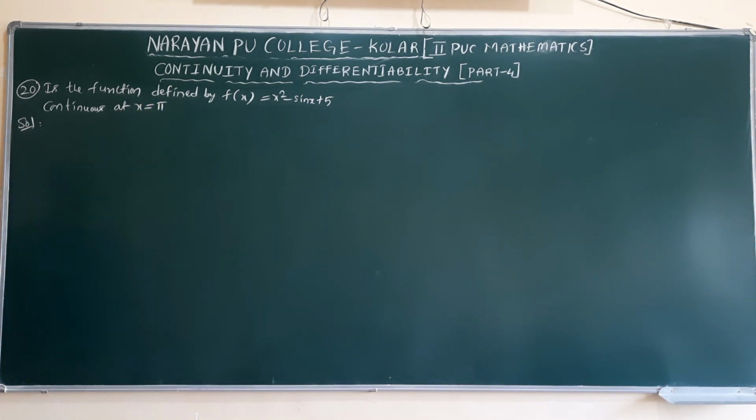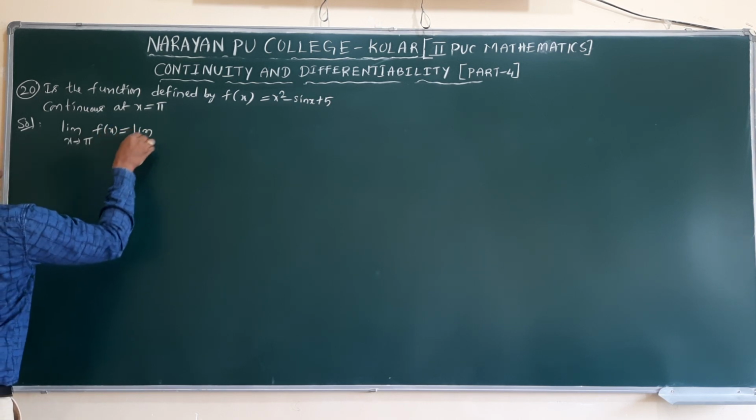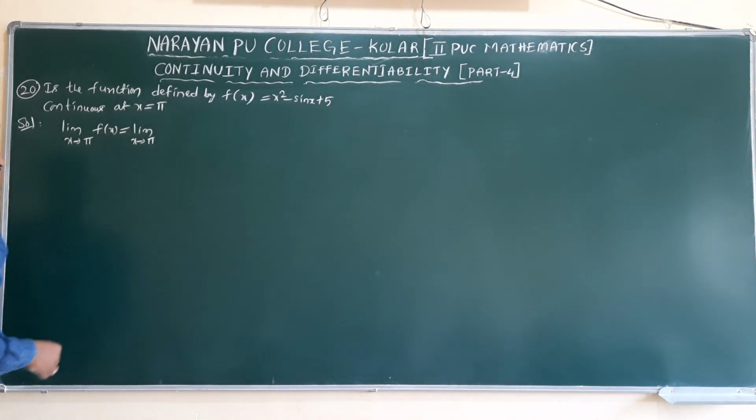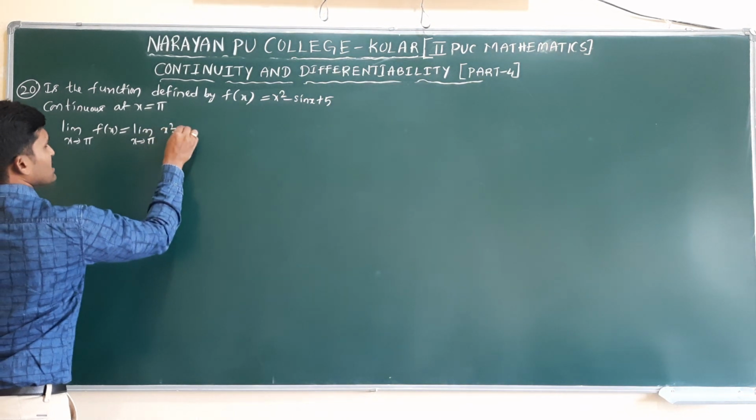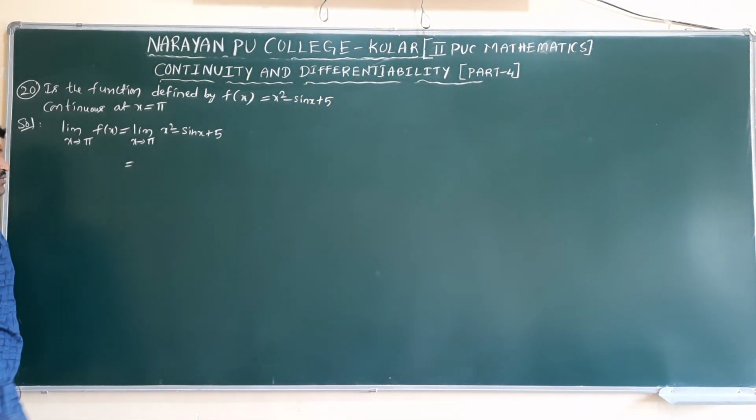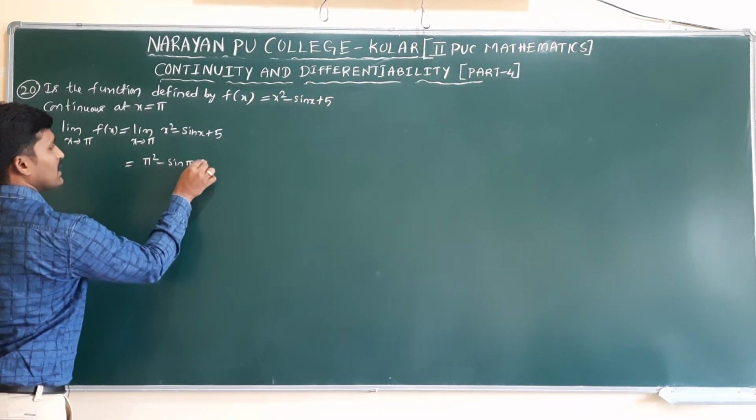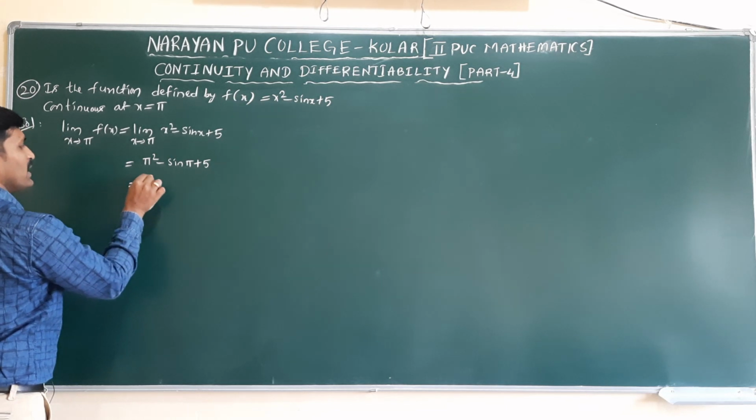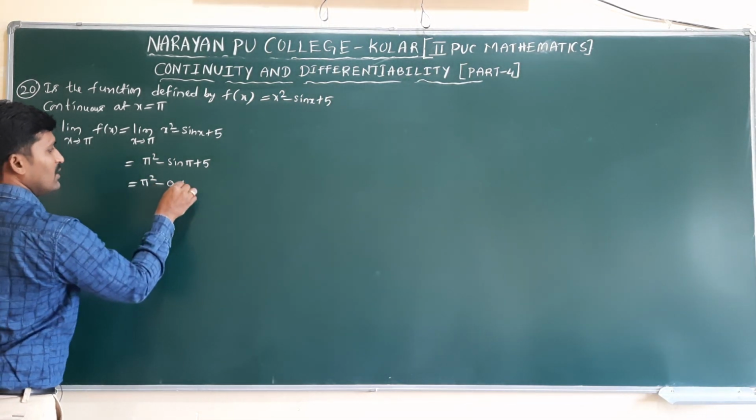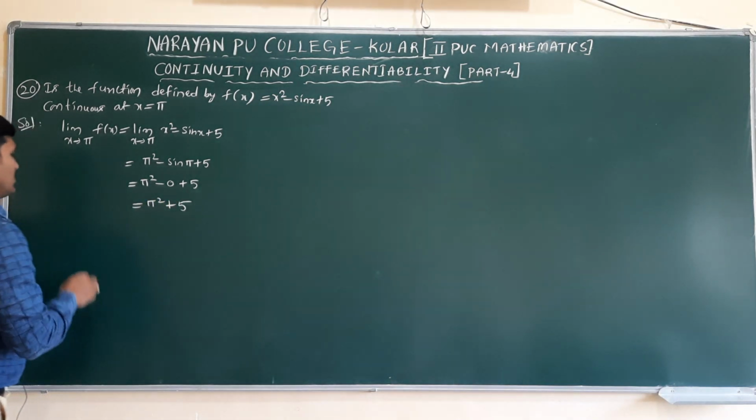The single function is there and the value is also given. So we'll use the first definition. Limit x tends to pi of f of x equal to limit x tends to pi of, what is f of x? x square minus sin x plus 5. Now substitute x value: pi square minus sin pi plus 5. Pi square, sin 180 is 0, plus 5. Now what is the value? Pi square plus 5. That is the limit value.